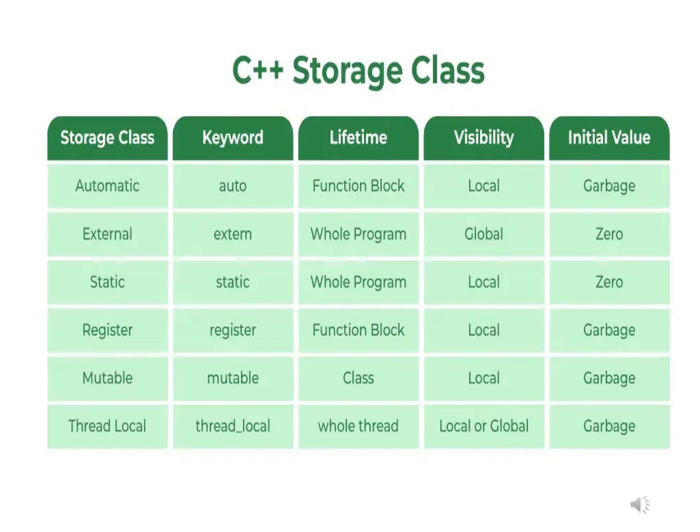For thread local, the keyword is thread_local, written with an underscore after thread. The lifetime is the whole thread, so the complete thread is the life cycle. Visibility is local or global, because it depends on the thread where you write it, and the initial value is a garbage value.